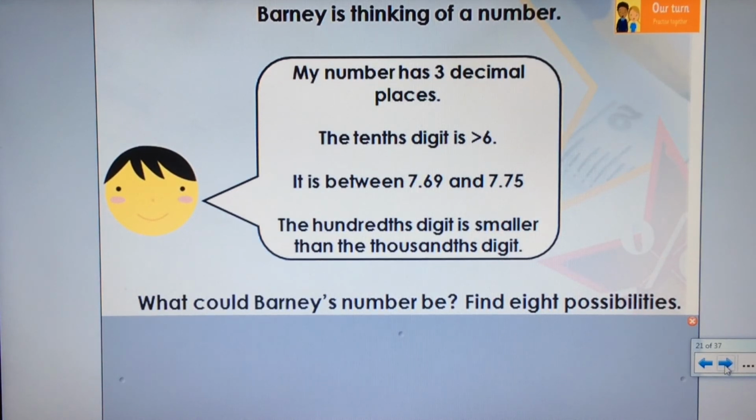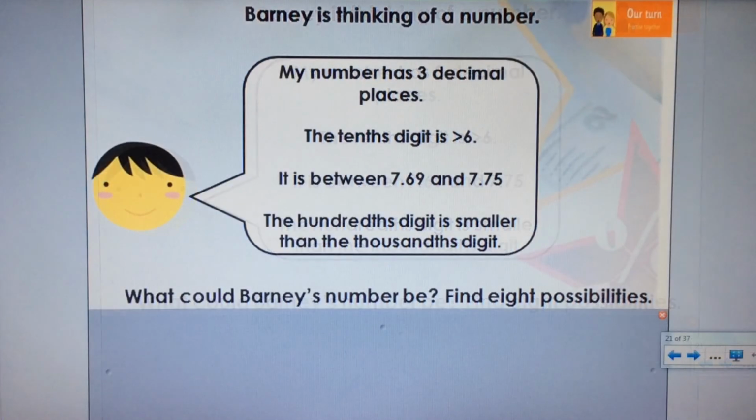Find 8 possibilities. That tells me that there might be more than 8 altogether, but I only need to find 8 possibilities. So I would start by drawing out the decimal places that I will need. So I can see that my number is between 7.69 and 7.75. So I know it's going to have one digit in the ones column, it's going to have a decimal point, and I've been told that it's got 3 decimal places. So I might like to draw out 3 decimal place lines. Okay, that will tell me how many digits I need.